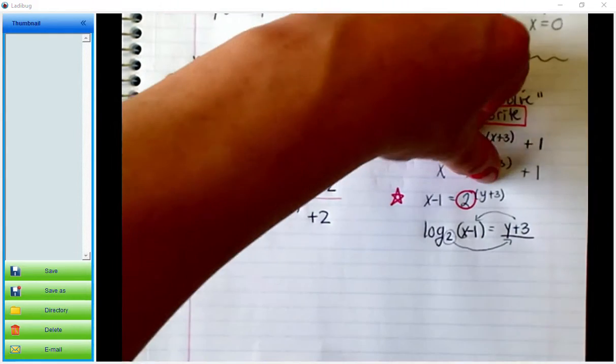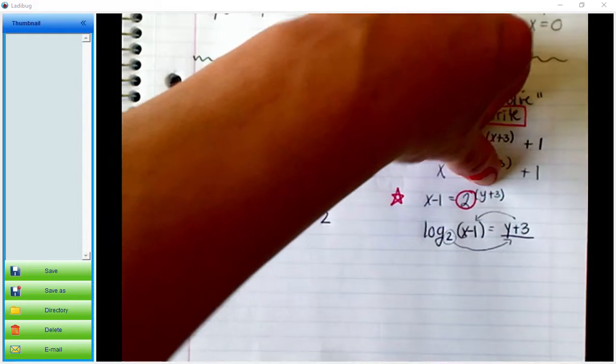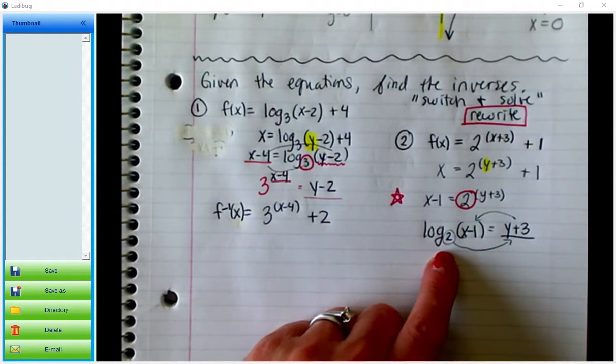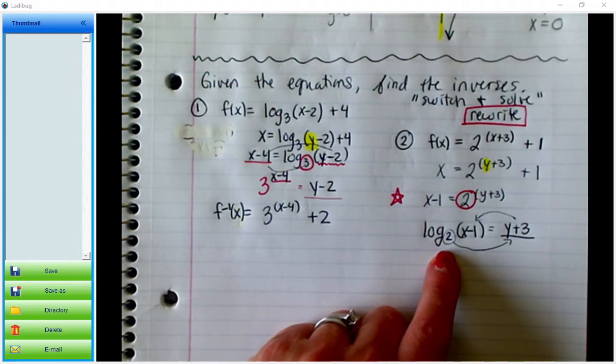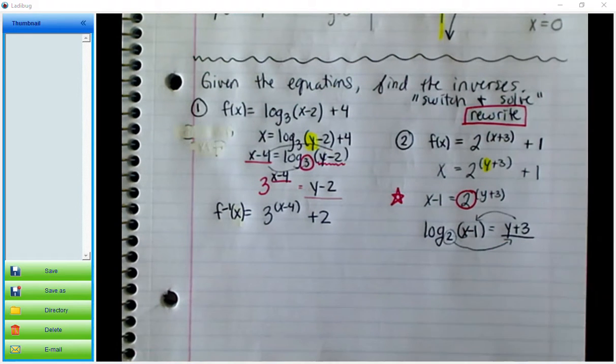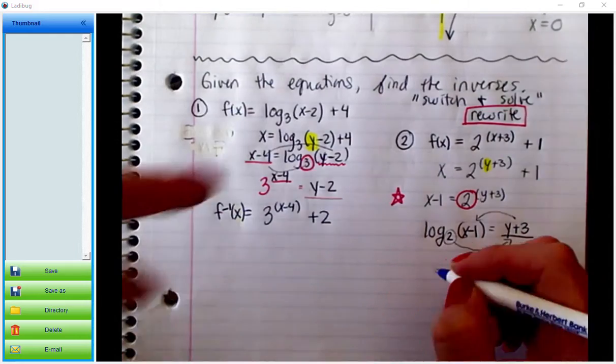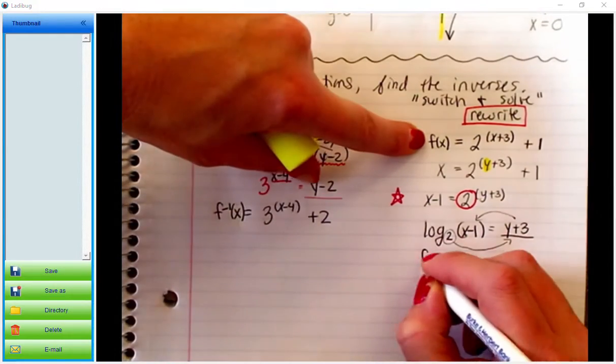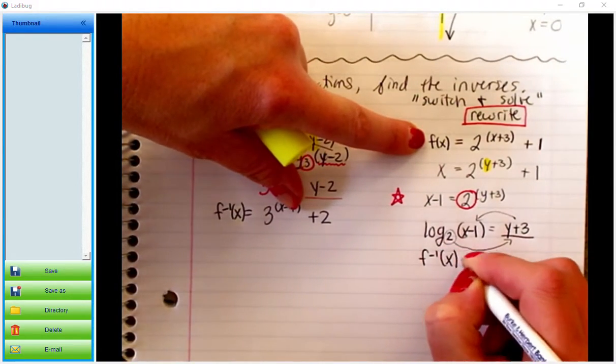The 2 was on the same side as the y plus 3. And now it's on the same side as the x minus 1. Switches sides. But also, the exponent came away from the y. Now y is all by itself with the plus 3. Okay? And minus 3. But if I start with f, I'm going to end with f.